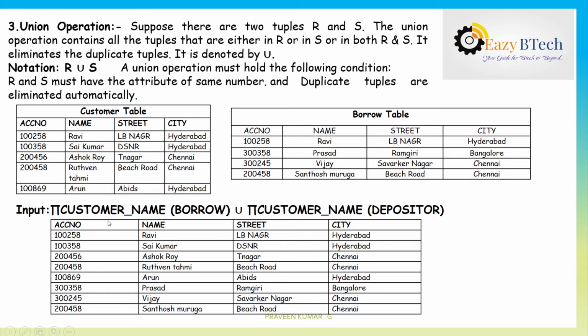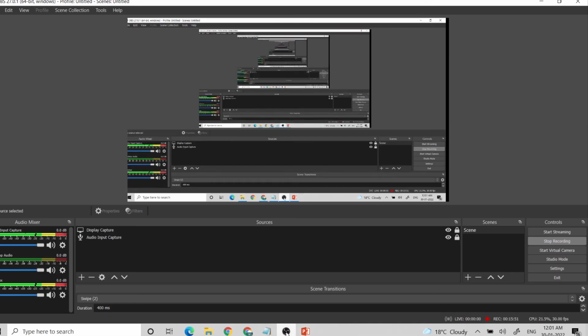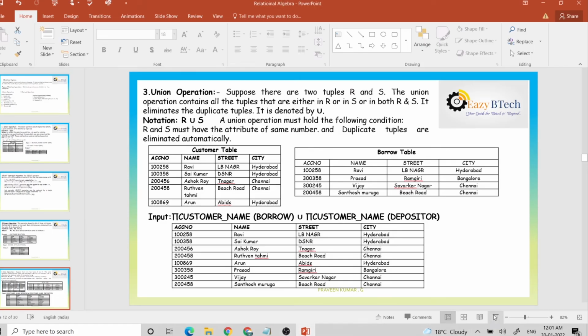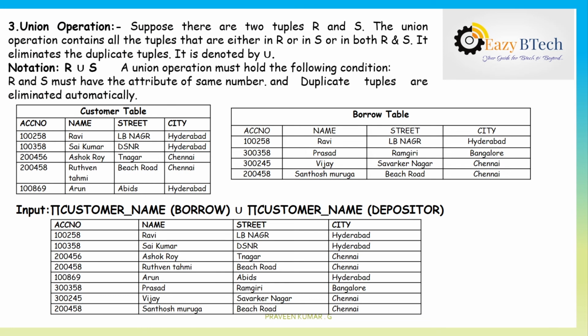Next one is union. What is the union operation? What is the use of union? Anyone? Yes, the union operation is used for combining. Suppose there are two relations R and S. The union operation contains all the tuples that are in R or in S or in both R and S. It eliminates the duplicate tuples. It is denoted by U.